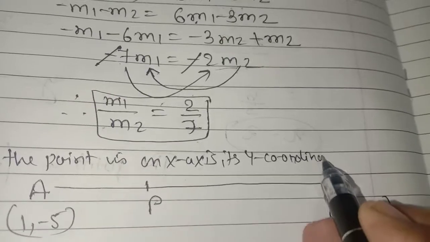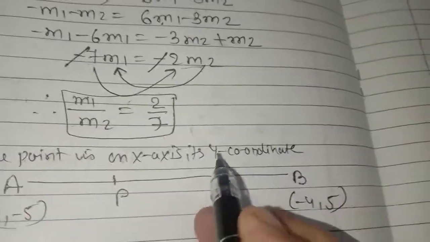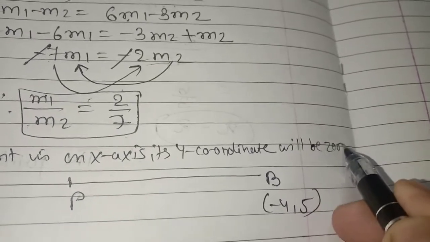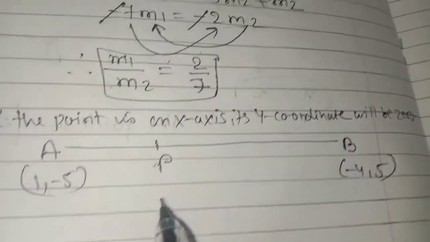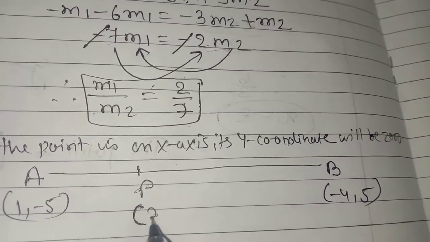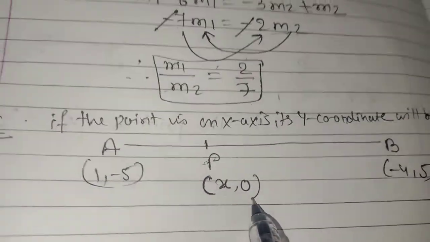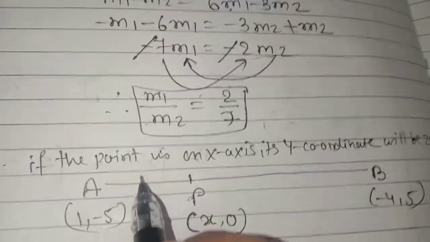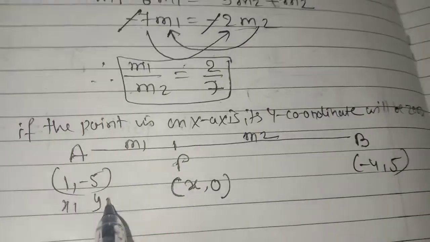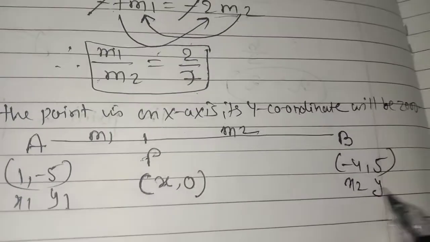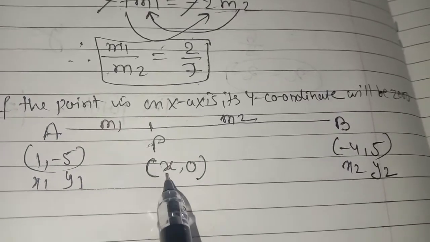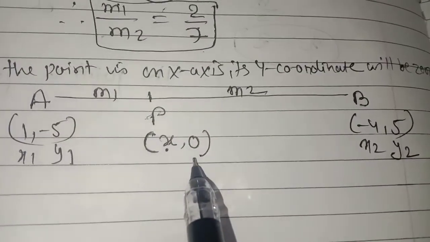I am just writing for information. No need to write this in examination. Coordinate will be 0. So what will the point P be? Coordinates of P will be, I am writing as x and 0. Clear? Now, even I don't know M1 and M2. So it is x1, y1, x2, y2. Clear?